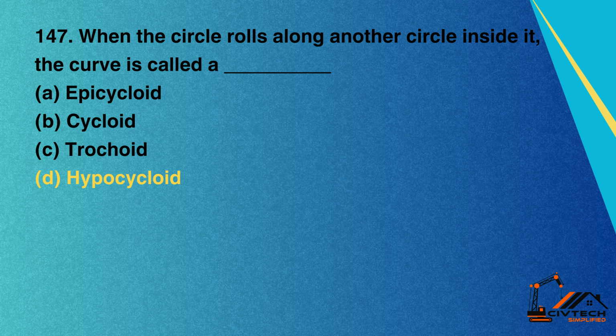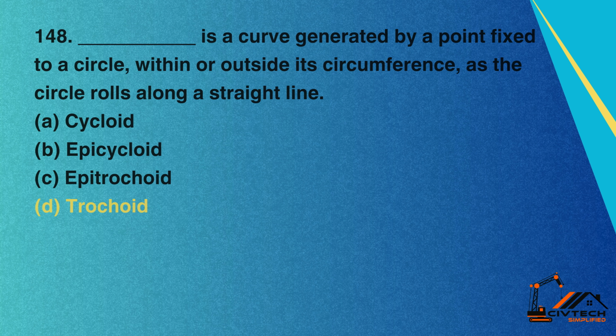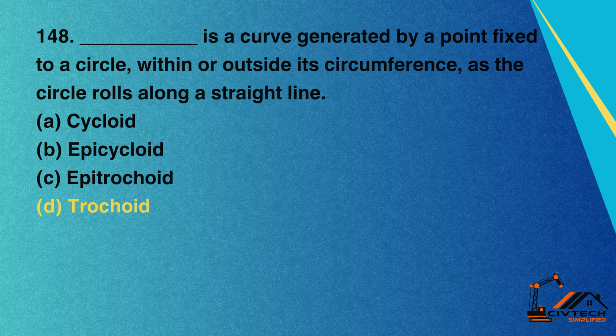147. When the circle rolls along another circle inside it, the curve is called a blank. A. Epicycloid, B. Cycloid, C. Trochoid, D. Hypocycloid. Correct option, D. Hypocycloid. 148. What is a curve generated by a point fixed to a circle within or outside its circumference as the circle rolls along a straight line? A. Cycloid, B. Epicycloid, C. Epitrochoid, D. Trochoid. Correct option, D. Trochoid.